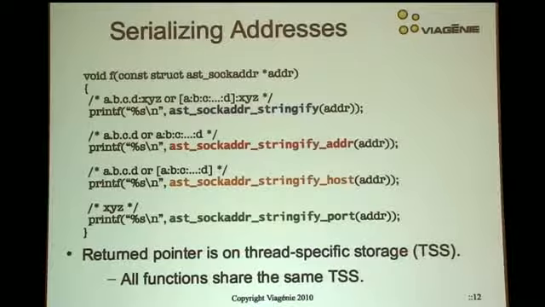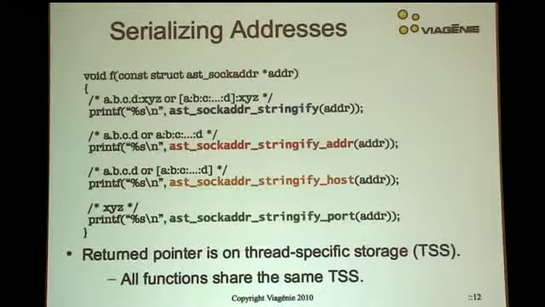If you only want the address part, you don't care about the port, you can use ast_sockaddr_stringify_addr. If you want the IPv6 address to have brackets, then you're going to have to use stringify_host. We called it host because it's the host part of a URL. And if you only want the port as a string, you can use stringify_port.